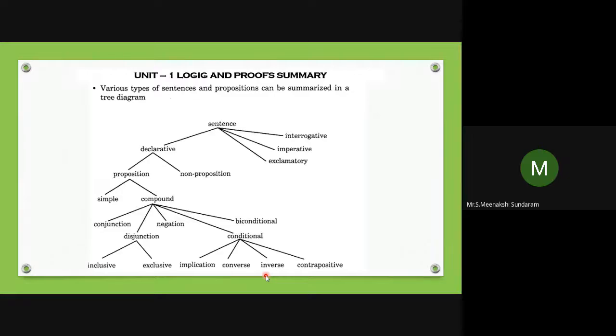Contrapositive is the converse of the inverse. The inverse is negation P implies negation Q. If you take its converse, you get negation Q implies negation P. That is called the contrapositive. So this is the tree diagram of how they are classified.